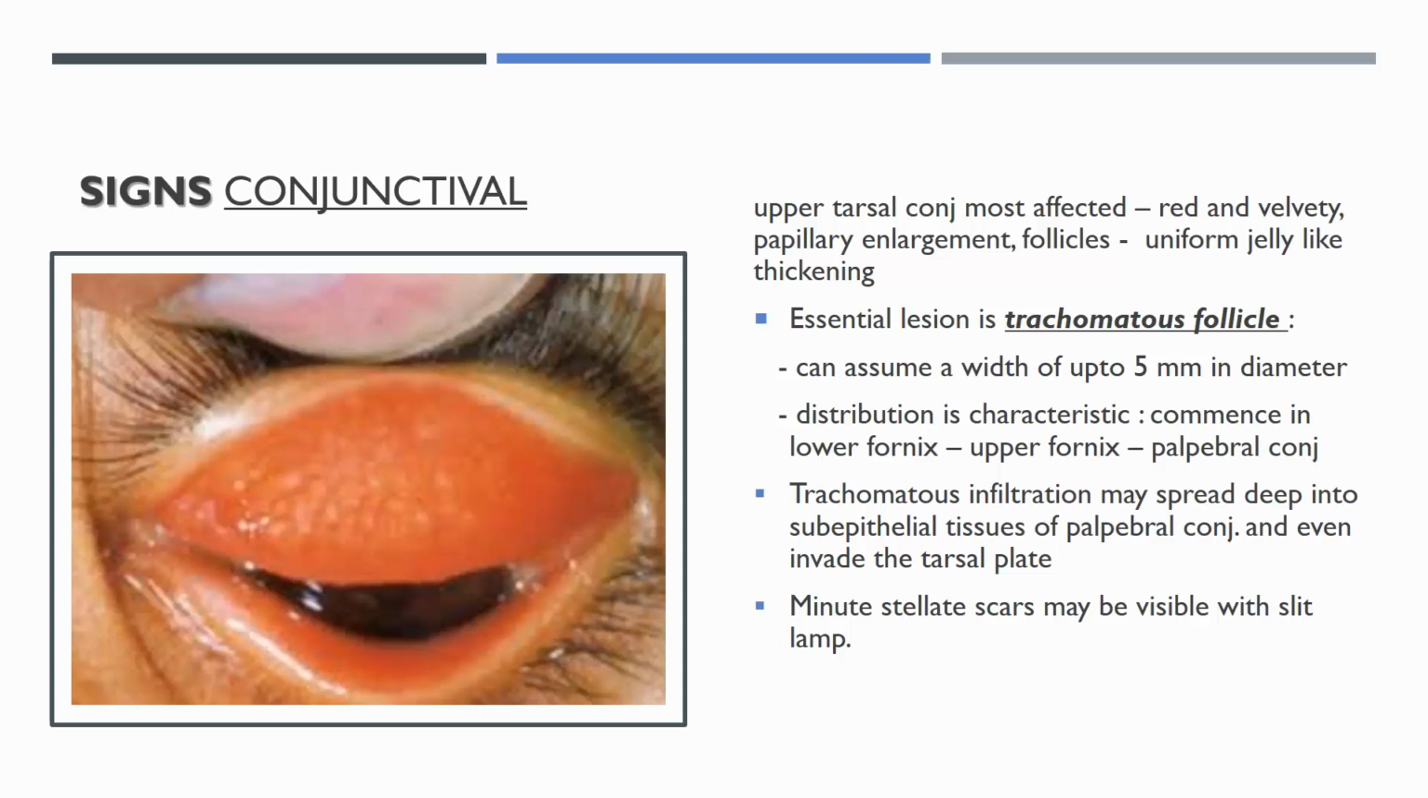For the signs, there are conjunctival signs. They're usually in the upper tarsal conjunctiva. The essential lesion in trachoma is the trachomatous follicle. It can reach 5 millimeters in diameter, usually in the upper fornix and upper palpebral conjunctiva. And trachomatous infiltration means spread deep into the subepithelial tissue of the palpebral conjunctiva and even invading the tarsal plate. Minute satellite scars can be visible with slit lamp examination.